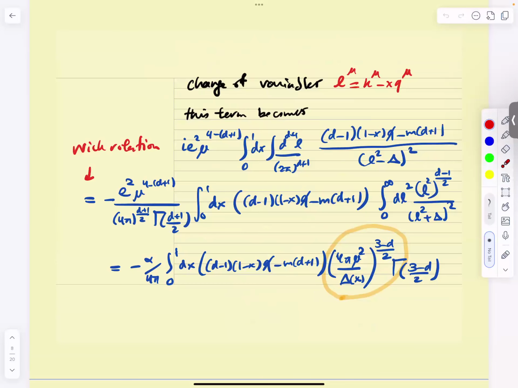There are various Feynman parameterizations. Let me just actually say that as well, because it's the last lecture. So the Feynman parameterization we used was this.